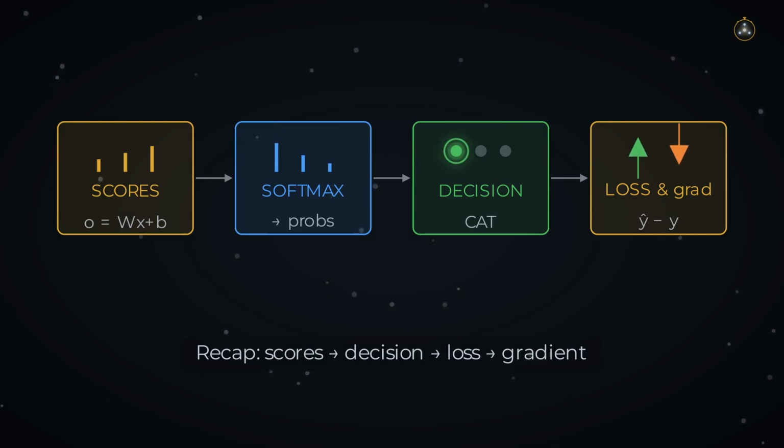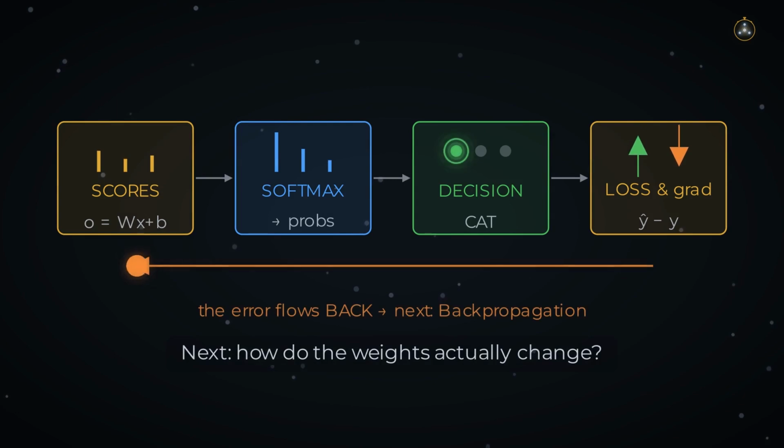But we took one thing for granted: the weights that made those scores. We know the error and its direction, not yet how to push it back through the network to change the weights. That's backpropagation next. See you then on 10-Minute Science.